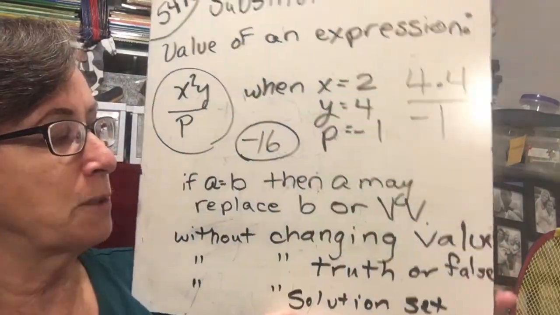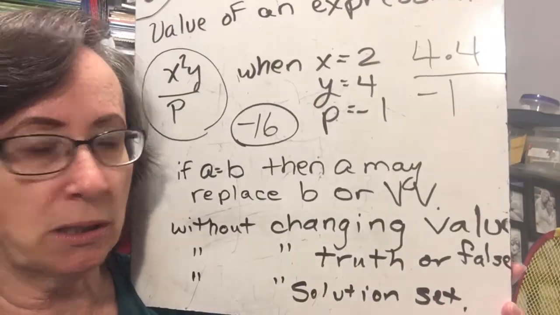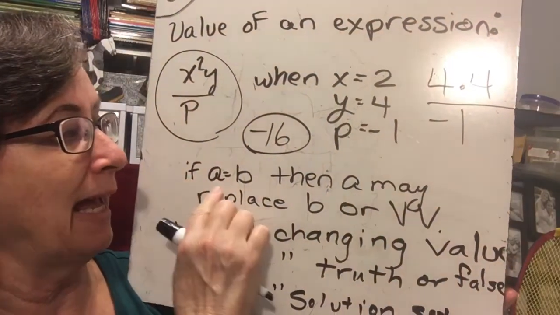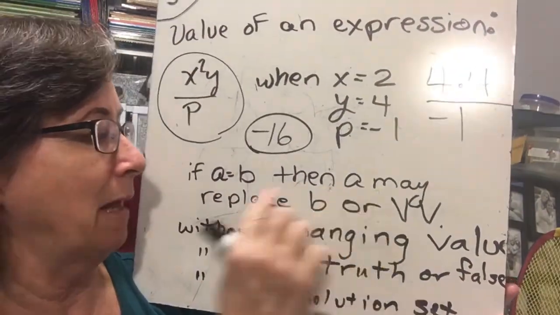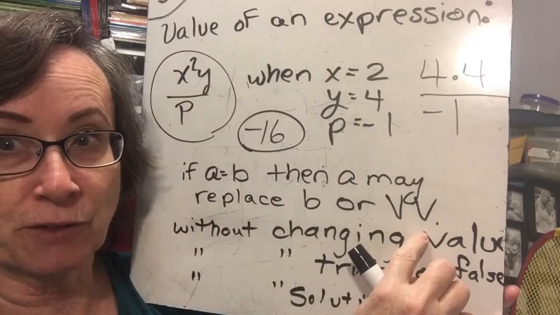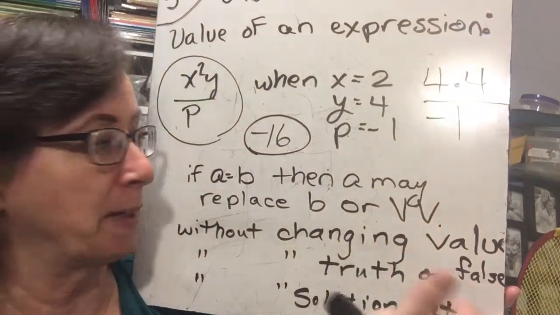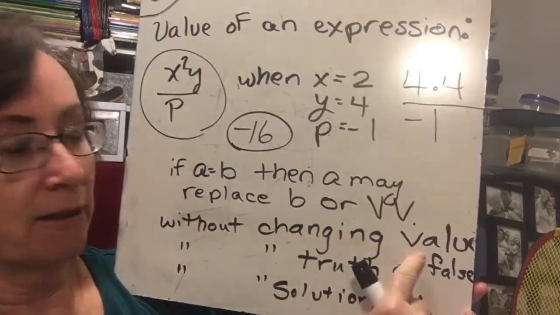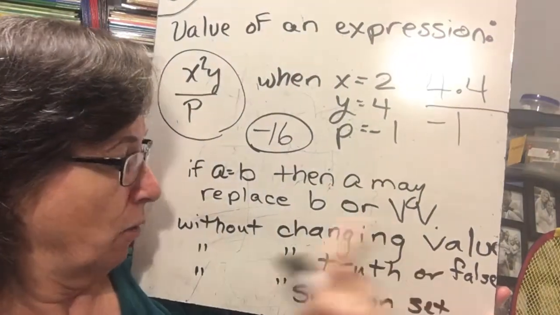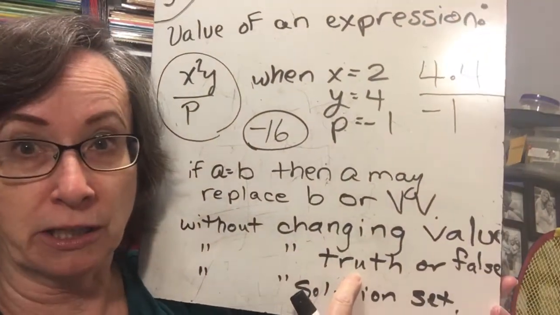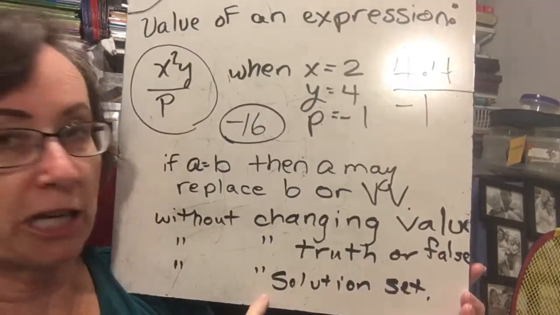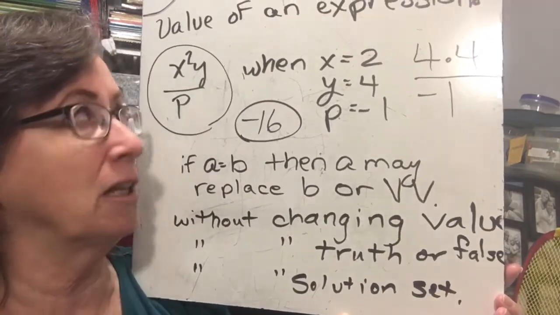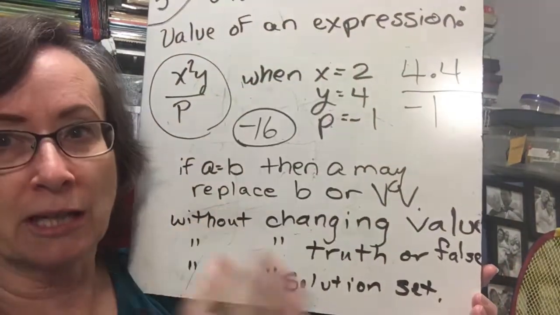So now, in the first part of this section, we are giving a more formal idea of what substitution means. Basically, if A is equal to B, then A may replace B, or vice versa. The little VV means vice versa, which means B may replace A without changing the value of the expression, without changing the truth or the falsehood of the expression, and without changing the solution set. So that is a pretty good, concise definition of the substitution axiom.